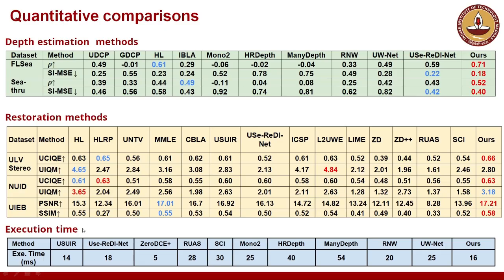And when we consider the execution time, our method returns both the outputs in 16 milliseconds, so that is more efficient. UWReadyNet also returns both the outputs in 18 milliseconds, but it actually struggles on low light underwater images. It was devised for normally lit underwater images.